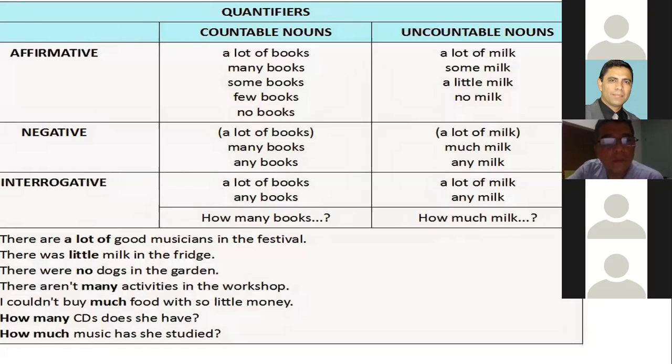Okay, David? Yes, teacher. Are you ready, my dear? Yes, teacher. Okay, David, go ahead. There are a lot of books in the library. Okay. I don't have many activities in my church. Okay, and what about the question? How much food has he eaten? Okay.